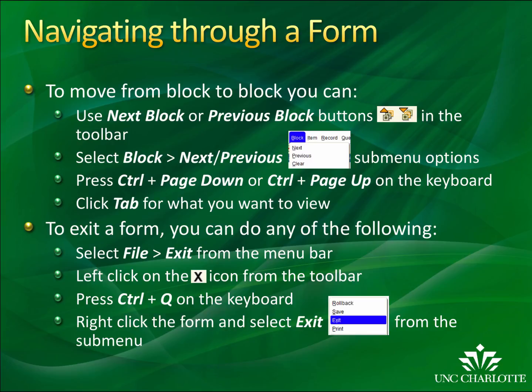You can perform tasks in Banner multiple ways. Keystrokes, pull-down menus, toolbar icons, and mouse clicks are all acceptable methods for working in the Banner system. For example, you can select from a variety of options when you decide to exit a form. You can use File and Exit from the menu bar, click on the X or Exit icon in the toolbar, press the Control and Q keys on your keyboard, or right-click on the form and select Exit from the submenu.